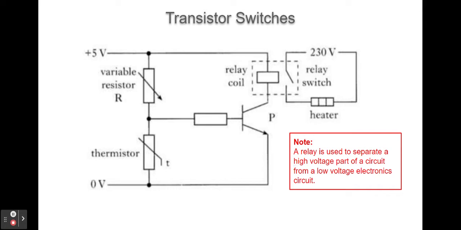And basically what it is, is an electromagnet and a switch. So when current passes through the transistor, current will pass through the coil of the relay, causing it to become magnetic. That will drag the switch closed on the heater circuit, completing that circuit and turning the heater on, without there being any physical contact between the two circuits.